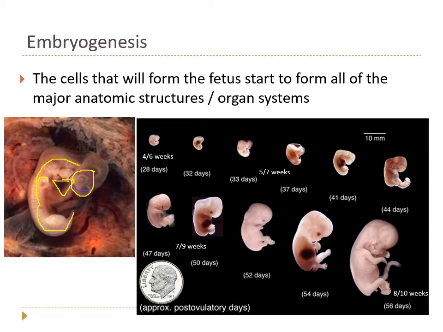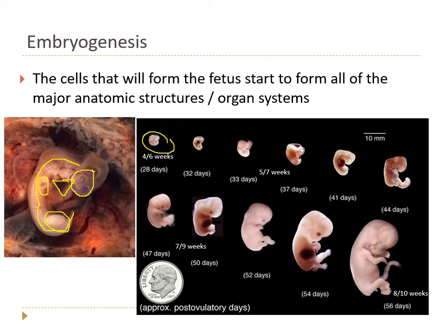So this is the beginning of the upper extremity, and this is the beginning of the lower extremity. They start like these little flippers on the sides. All right, so that's a larger image of what we're seeing here.